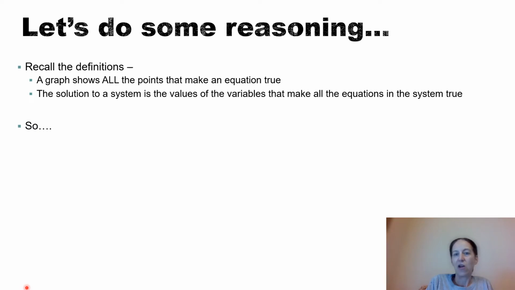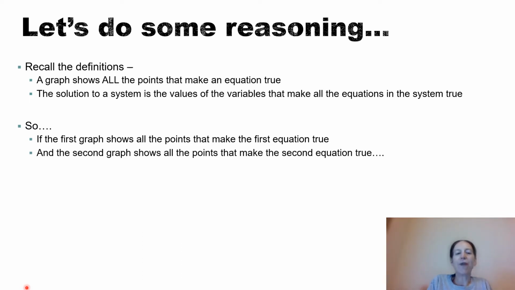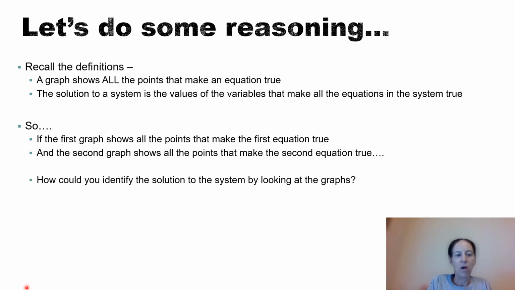So if the first graph shows all the points that make the first equation true, let yourself think about it for a second. First graph, put the graph there, okay. It's all the points that make the first equation true. And the second graph shows all the points that make the second equation true. How could you identify the solution to the system? By looking at the graphs.